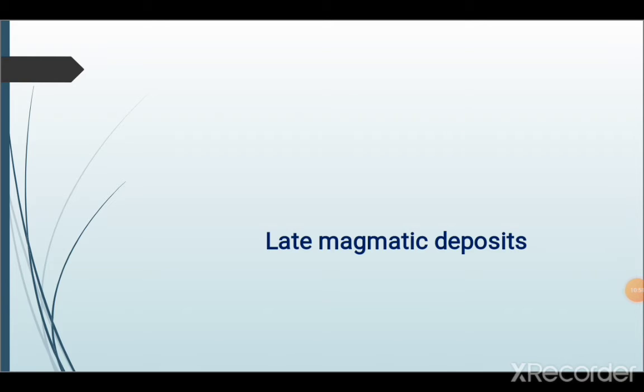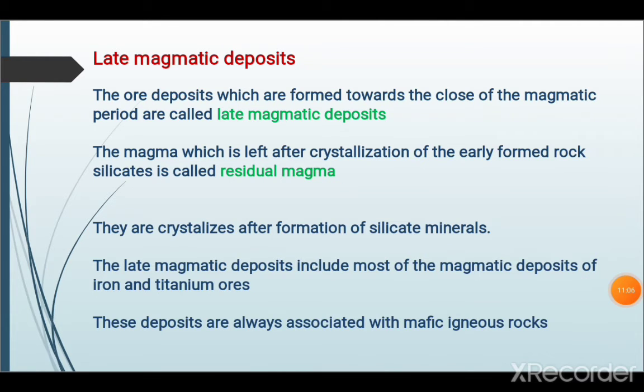The second type of deposits in magmatic concentration are late magmatic deposits. What are late magmatic deposits? The ore deposits which are formed towards the close of the magmatic period are called late magmatic deposits. These are formed at the close of the magmatic period.